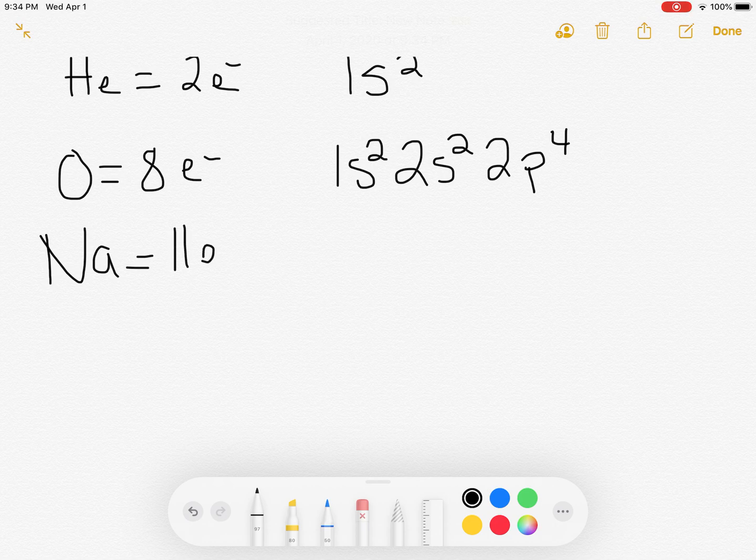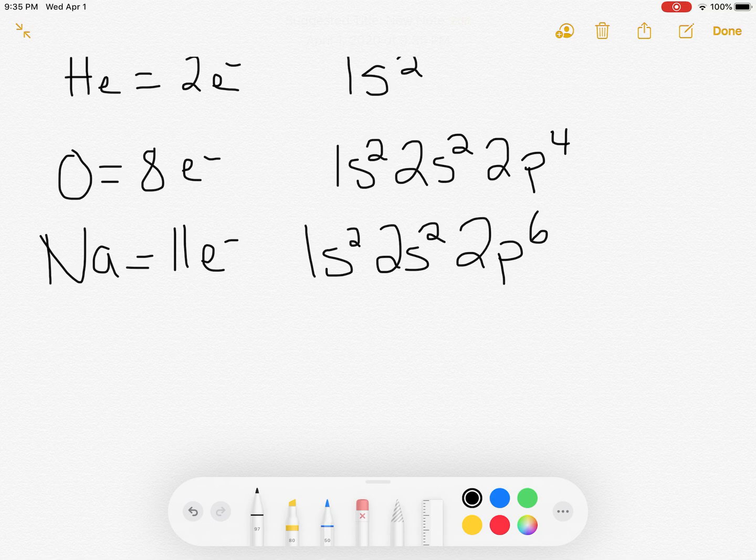Okay, let's do sodium. Sodium has 11 electrons. So again, we start at 1s. We're going to put 2, 2s put 2, 2p. In 2p, we're going to fill it up. We're going to put 6 electrons. So far, we've used 10 electrons: 2 in the 1s, 2 in the 2s, and then 6 in the 2p. That equals 10 electrons total. I just have 1 more, and we're going to put that one in the next energy level, which is 3s. We just have 1 left.